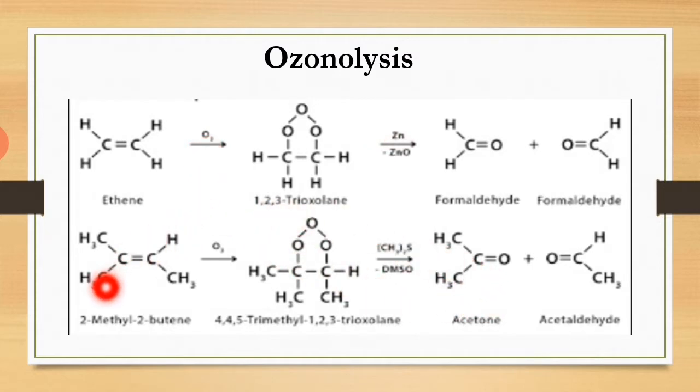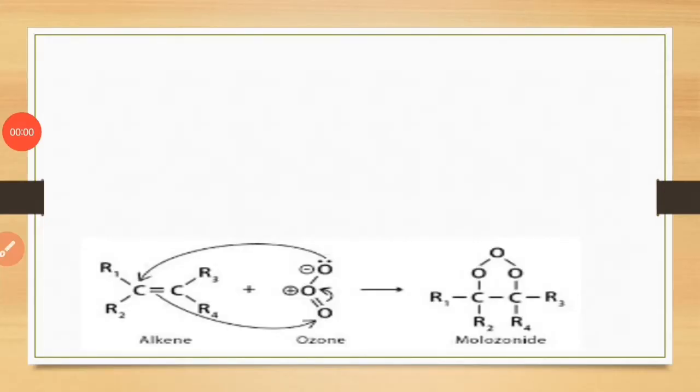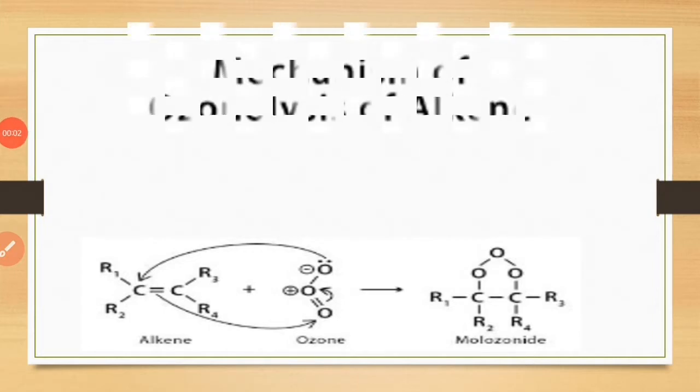For example, 2-methyl-2-butene, when it reacts with ozone, gives this ozonide compound, and in the presence of zinc and water it gives acetone and acetaldehyde. It means that when the carbon carries both alkyl groups, then acetone is formed, otherwise aldehydes are formed. Okay, next, mechanism of ozonolysis of alkene.